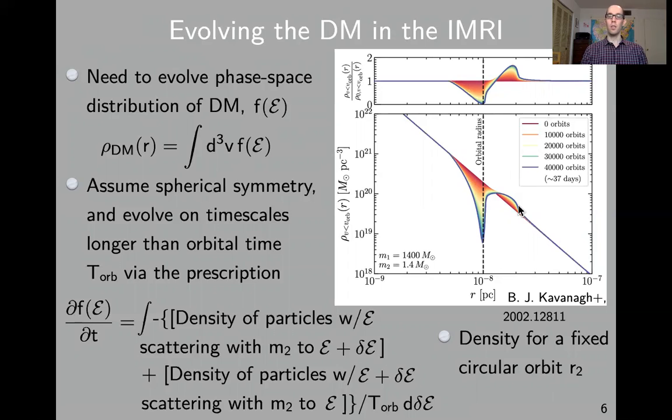And this process tends to continue to deplete as long as the particle, or neutron star in this case, stays fixed at an orbit.